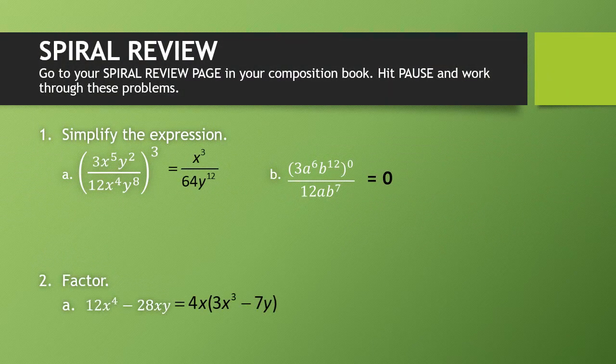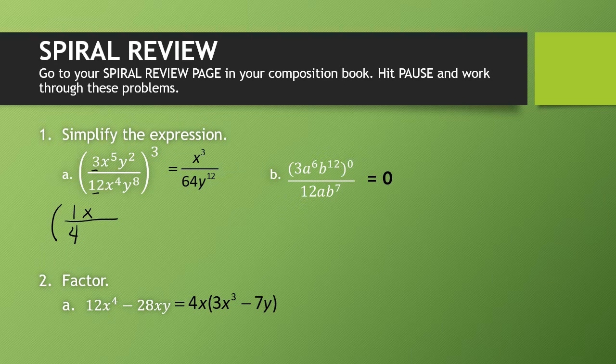Welcome back. If you did the spiral review, these are the answers you should have gotten. Probably the biggest issue we will see on this page is this first problem. If this were me, I would simplify the interior first. You have a 3 and a 12, which is going to give you a 1 and a 4 when you reduce that. An x to the fifth in your numerator over an x to the fourth in your denominator leaves you with 1x, and that's going to be left in your numerator.